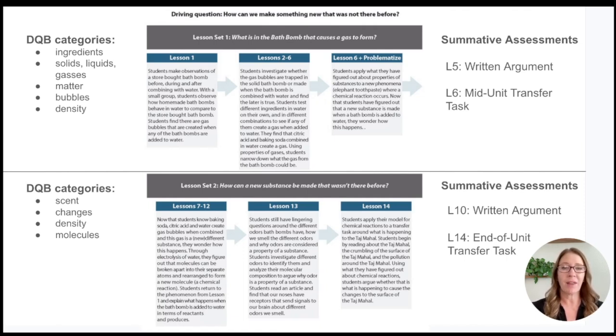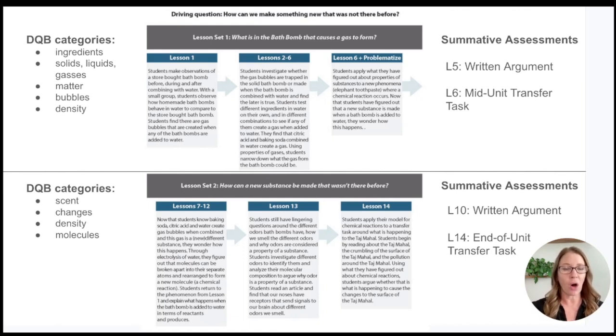But I will say that this first portion of the unit, the lesson set 1, is going to be all about the ingredients, the phases of solids, liquids, and gases. Matter might be a category you can use, bubbles, and density. Now, density is actually going to be developed in both, so it doesn't matter. You're not going to say, this is lesson set 1's categories. You're going to pretend that you are just collecting the questions and you're going to suggest category names.